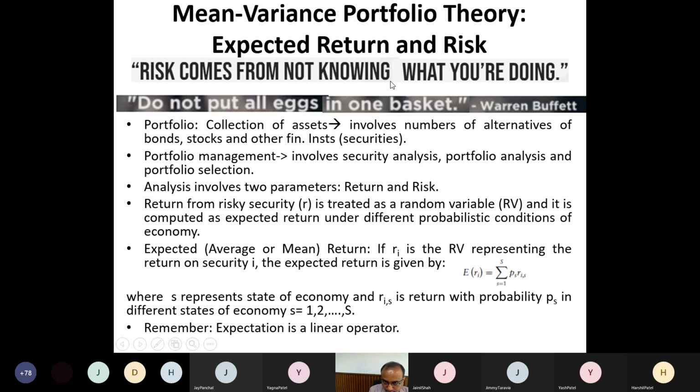Can anybody tell me what these two sentences mean? The first one is obvious. We are doing the mathematical modeling because we want to know what is the risk associated with the risky security, and we must know what we are doing. What is the meaning of the second statement? Anybody?